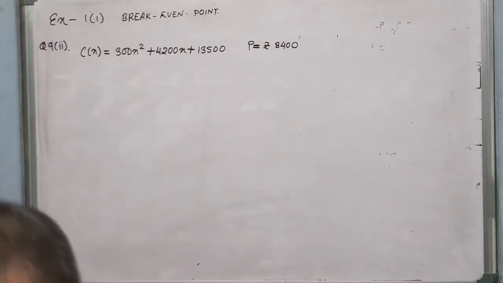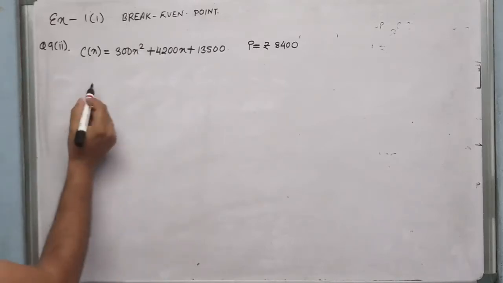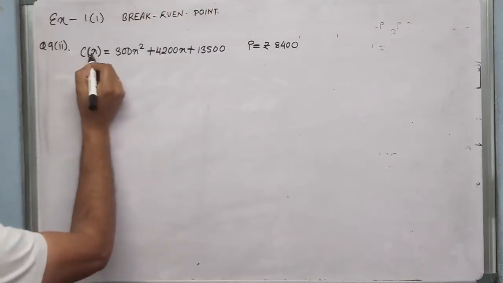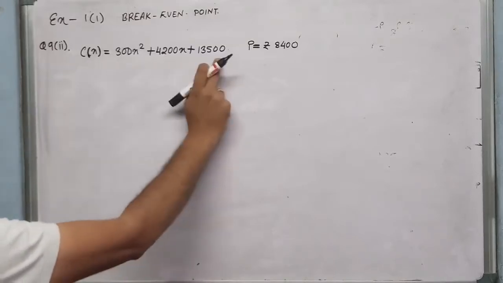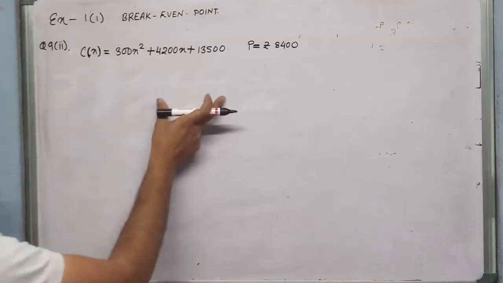Determine the break-even point. Now what you have to calculate? The break-even point. To calculate the break-even point, we need the revenue function. Break-even point means no profit, no loss. Now the cost function is given. This is the equation of the cost function. This cost function contains the variable cost as well as the fixed cost.